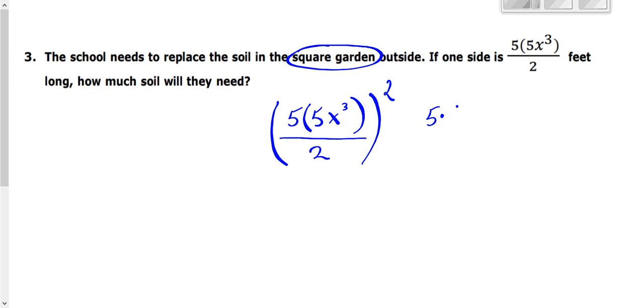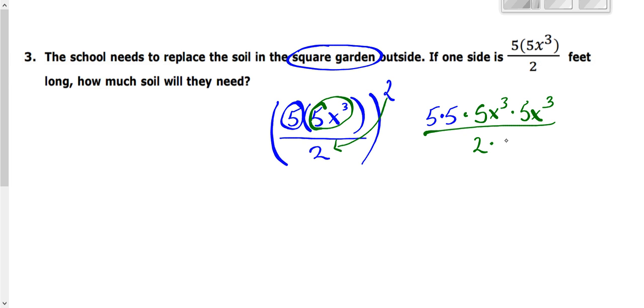So I want 2 of everything that's inside. Let's start with that 5 times 5. And then I want 2 of 5x to the 3rd, so times 5x to the 3rd times 5x to the 3rd. And I want 2 of the denominator, so over 2 times 2. I can expand this out a little bit more, but I'm going to take care of this 5 times 5 times 5 times 5, actually.